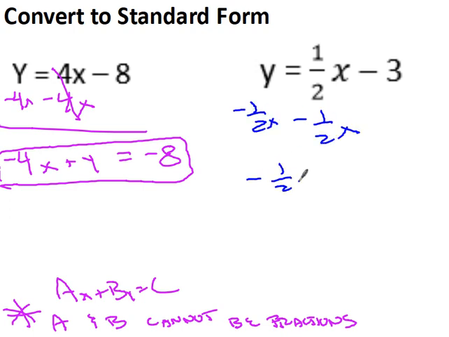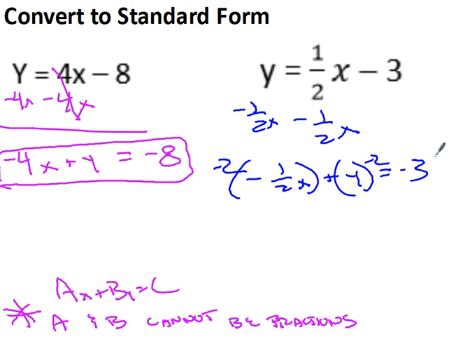So I have negative 1/2 x plus y equals negative 3. Well, I don't want to have a fraction, so I've got to multiply by something to get rid of that fraction. I'm going to multiply everything by negative 2. Whenever this is negative, let's multiply by negative to make it positive. So I have to multiply everything in the equation by negative 2. That's going to make those go away.